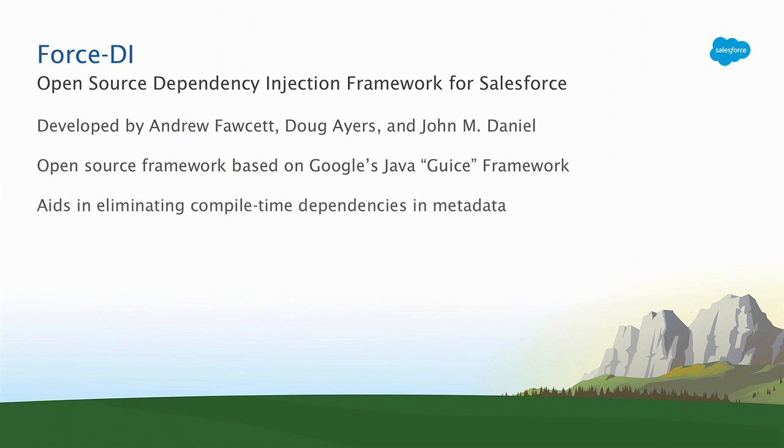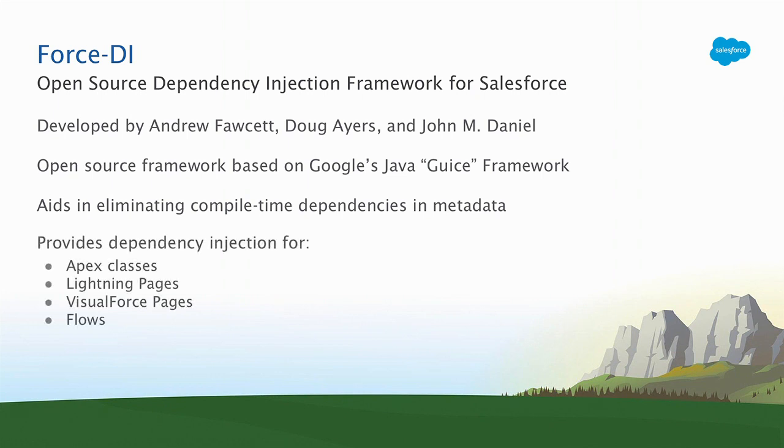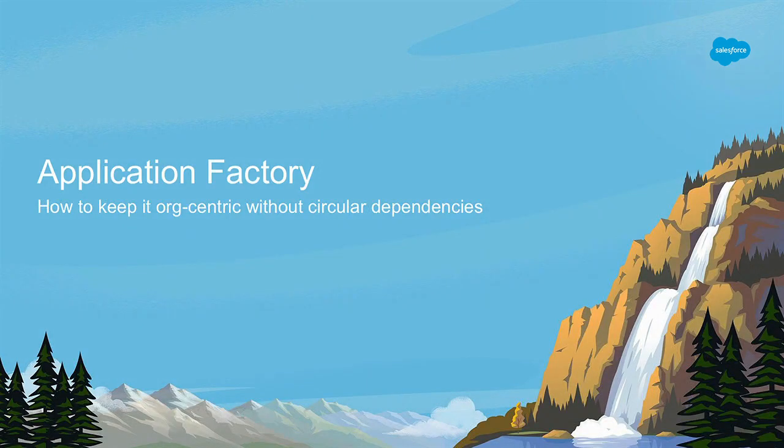It aids in eliminating compile time dependencies, which is going to be essential when you're taking your org apart and putting it in packages. It's a very powerful framework. It provides dependency injection, not just for Apex classes, which we're going to use it for, but a lot of different other things. And I highly encourage you to check out the links later. It's a whole other subject matter right there. So with that, let's get into the first scenario and things that we dealt with.